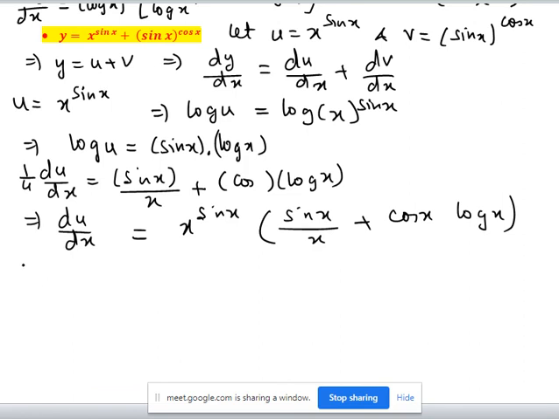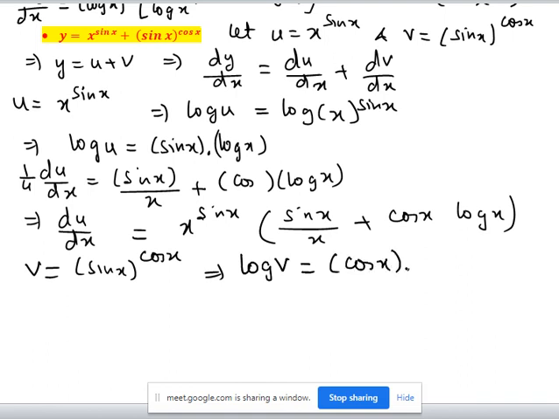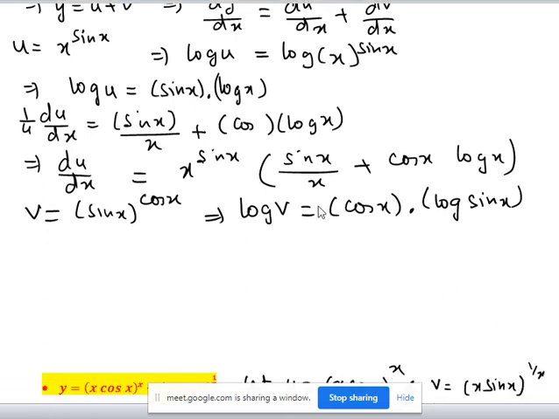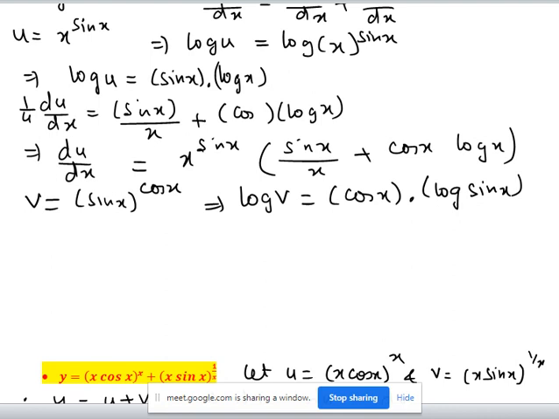Coming to v. v is sin x with exponent cos x. Apply log on both the sides. We get log v is equal to cos x into log sin x. I have merged two steps here. Directly I have used the law of log, the exponent will come in front. So see, even this can be done using the product rule only. So differentiating both the sides.